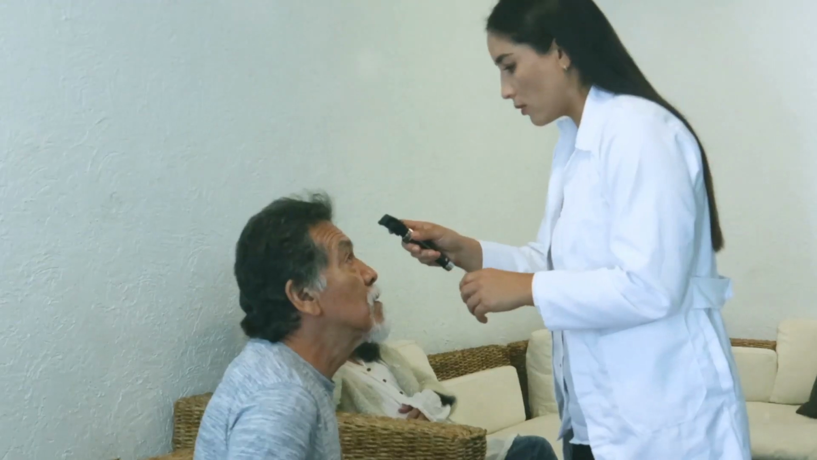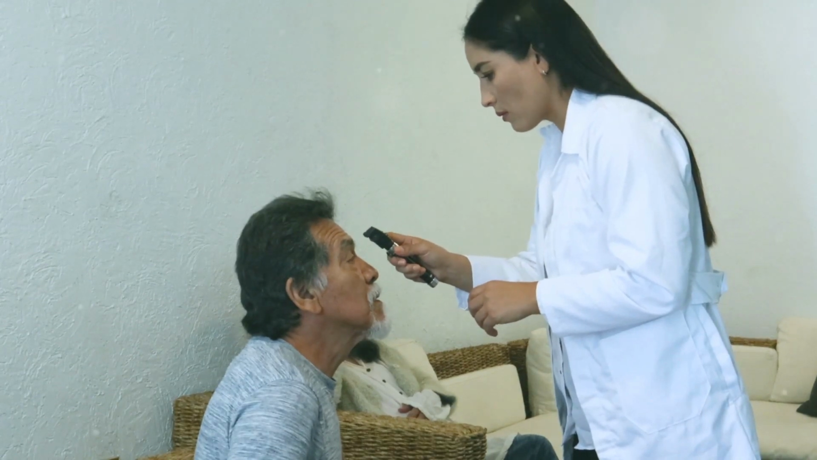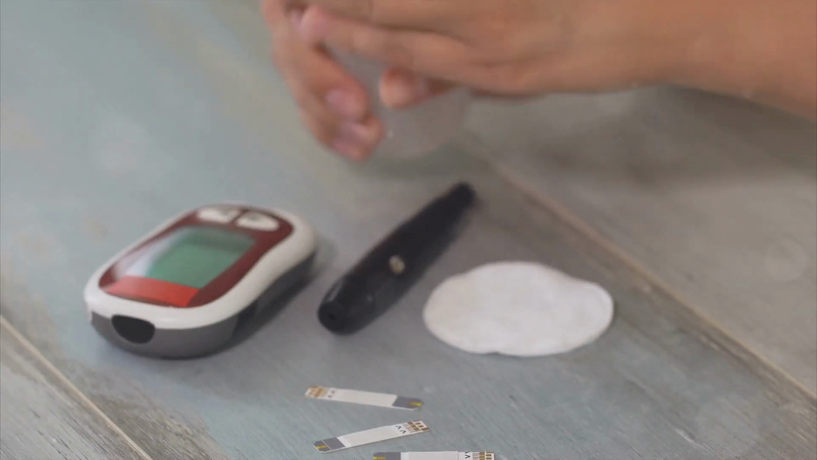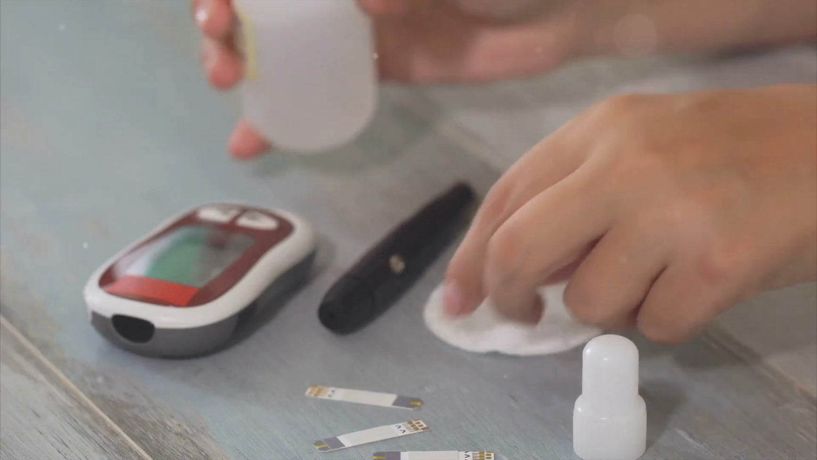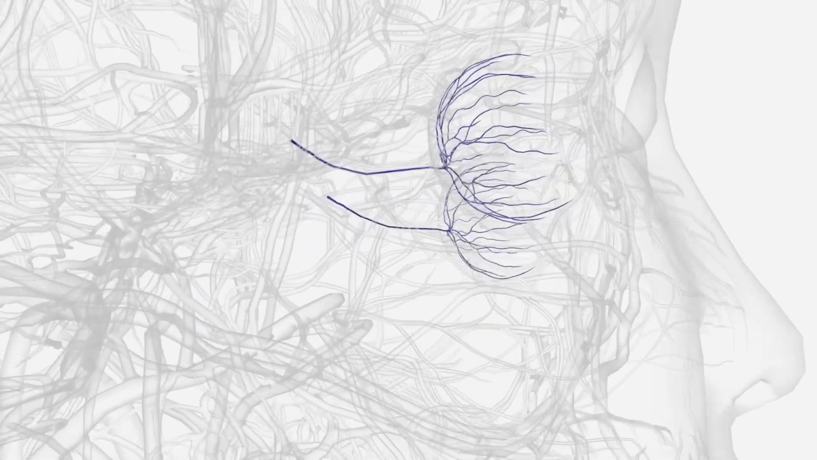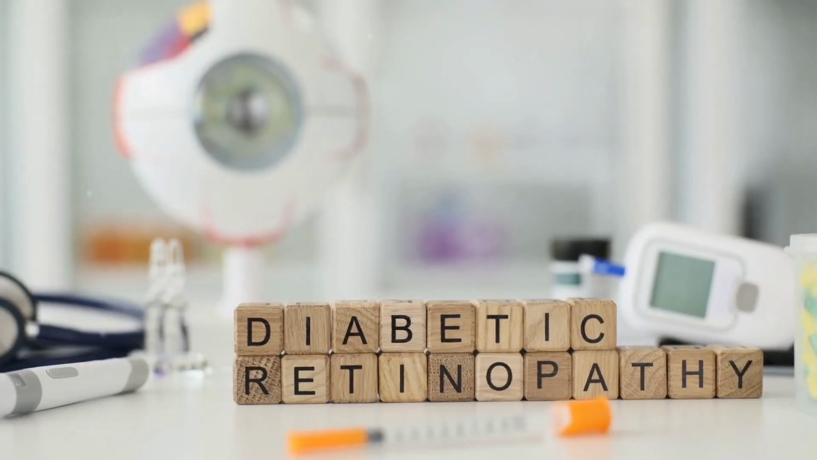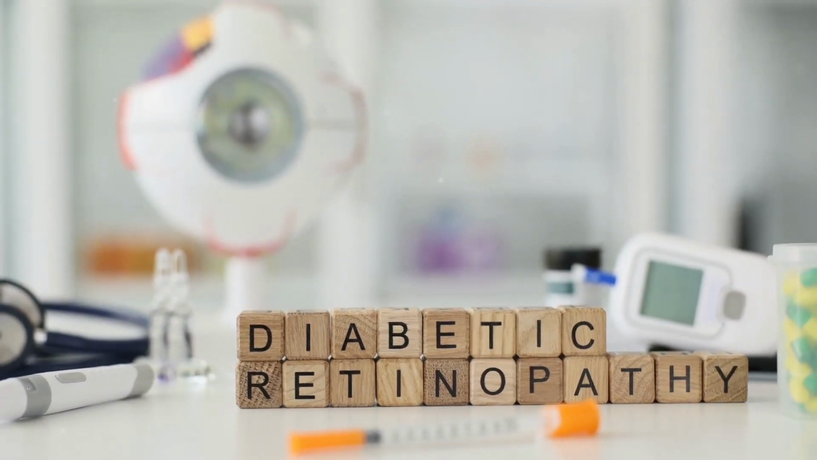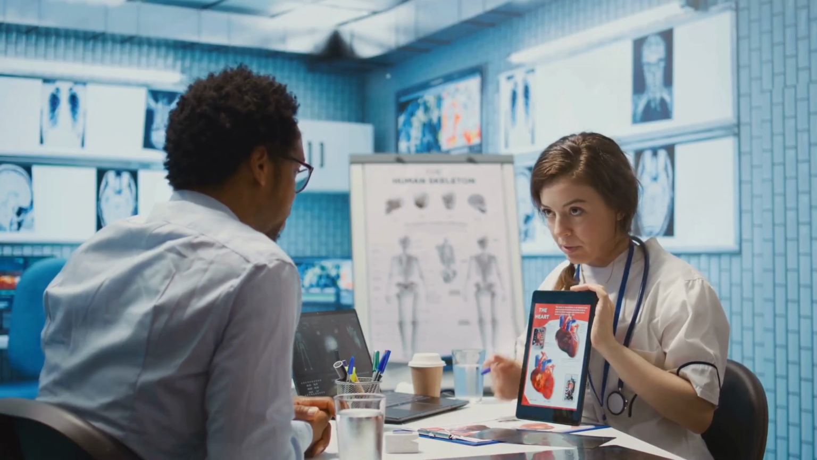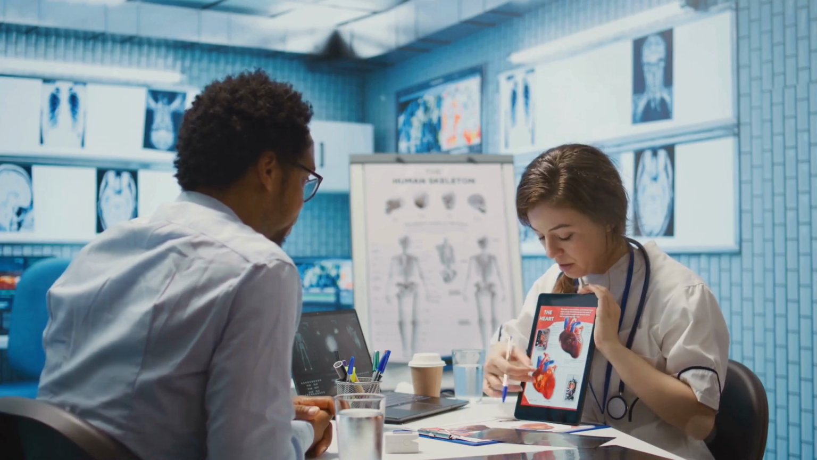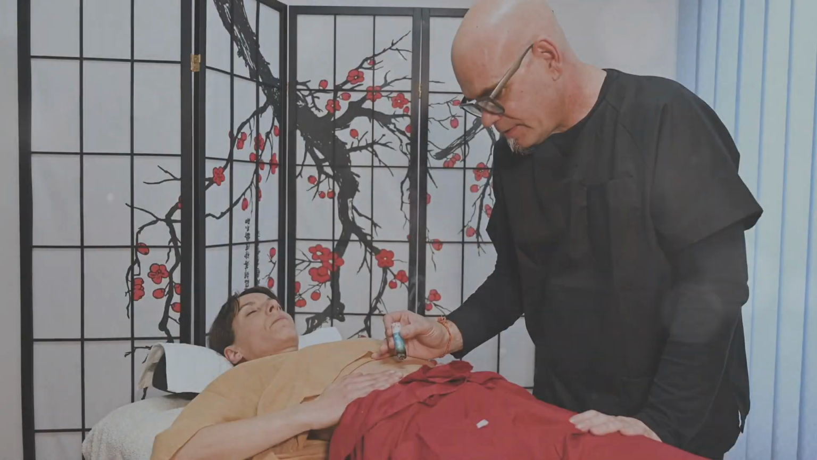Both DR and ONA are closely linked to circulatory health. In DR, high blood sugar levels damage retinal blood vessels, leading to leakage and poor oxygen supply. In ONA, inadequate blood flow can result in optic nerve damage. Maintaining healthy circulation is crucial for preventing and managing these conditions.